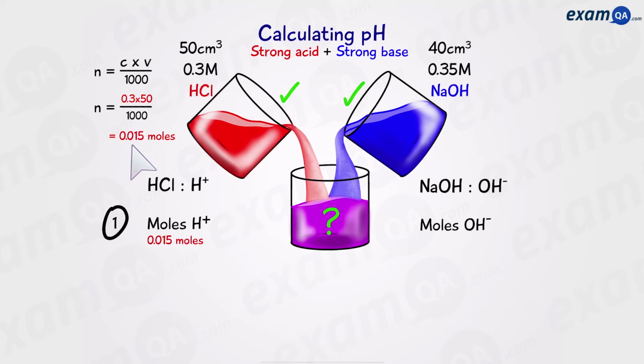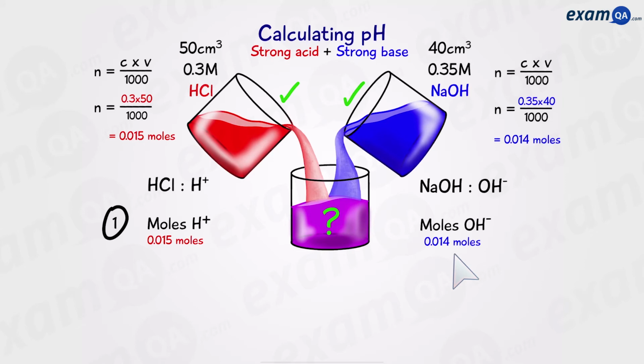We know the ratio of hydrochloric acid to hydrogen ions is 1 to 1. Therefore, the moles of H+ is also going to be 0.015. Moving towards the right, we're going to use the same method to work out the moles of sodium hydroxide. And that gives us 0.014. And again, the ratio is 1 to 1, therefore the moles of hydroxide will also be 0.014.